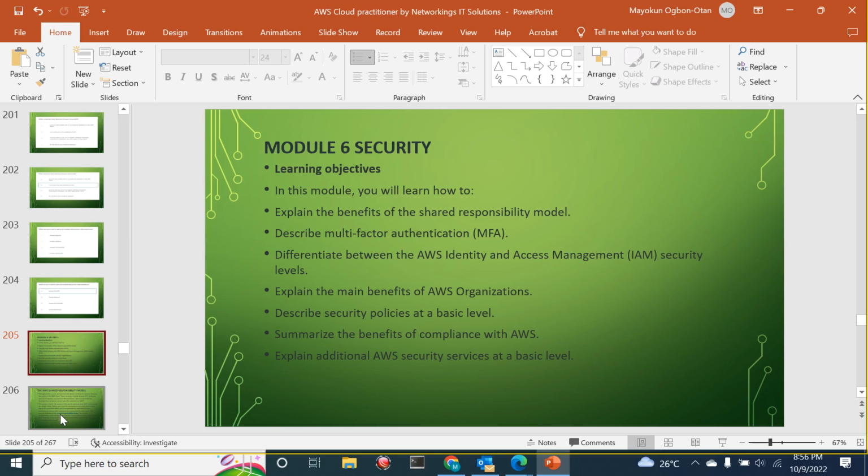Next class, we are going to be looking at security. So in the next class, we're going to be looking at security and then the benefits of the shared responsibility model.